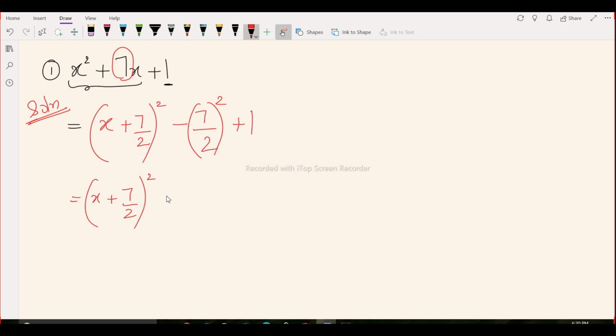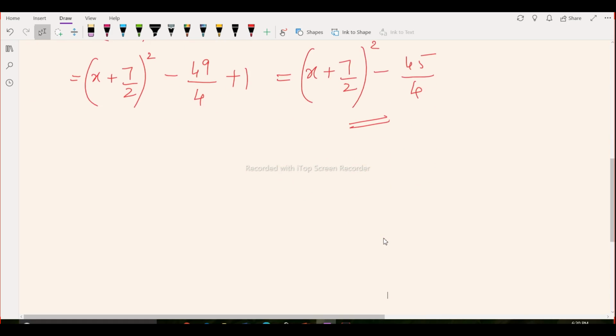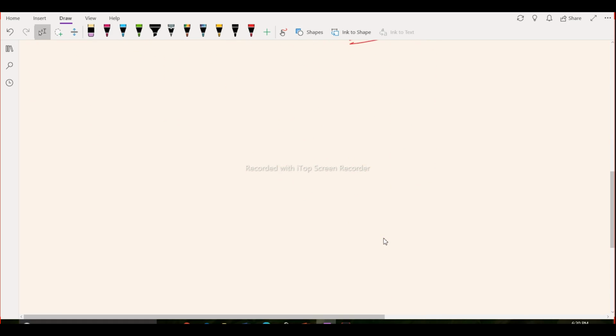And now it's simple calculation. We just have to calculate. So minus 49 by 4 plus 1, and you can take the LCM. So you should end up getting x plus 7 by 2 the whole square minus 45 by 4. So this is what you got. Let's check one more question.